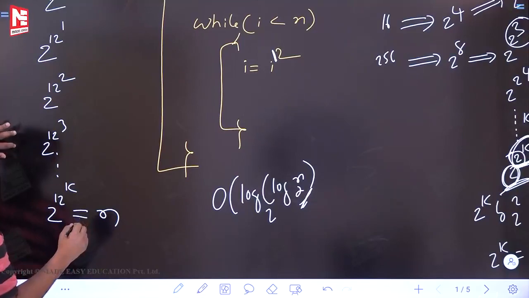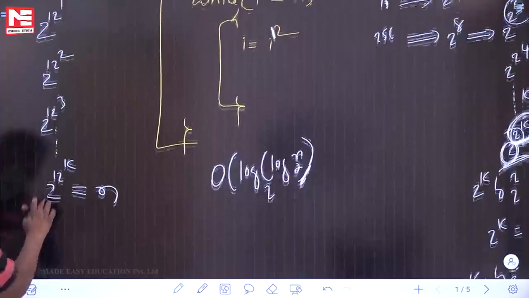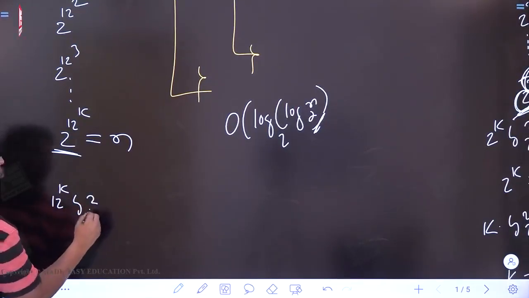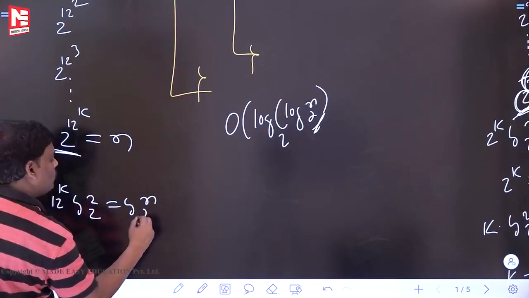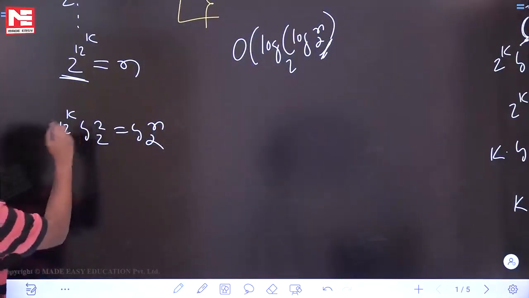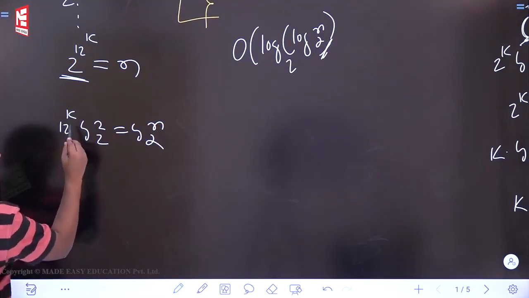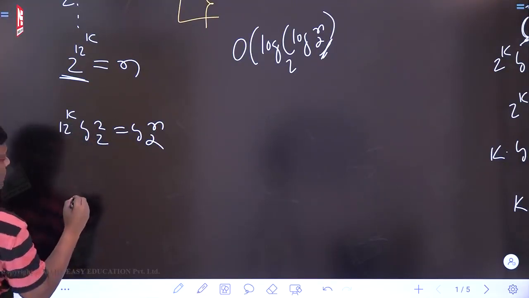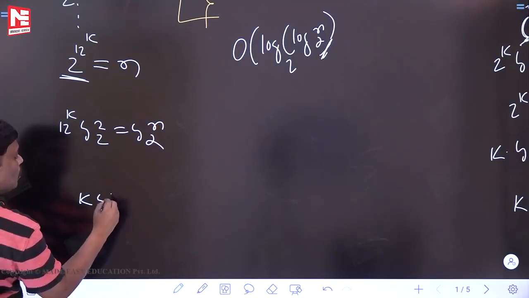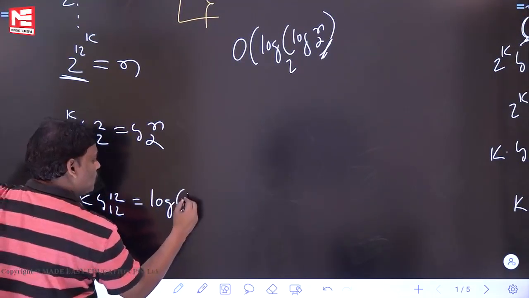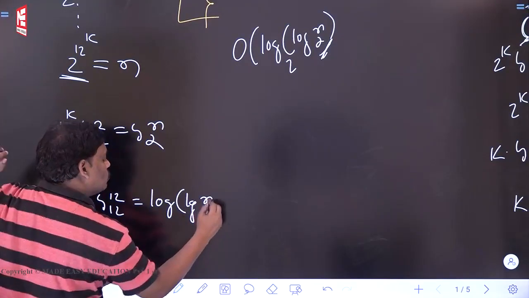If you apply log the first time, what is the answer? This will become 12 power k log 2 base 2 is equal to log n base 2. Right? This will again, log 2 base 2 becomes 1. Right? This will become 12 power k equals log n. If you apply log again, what is the answer? K log 12 base 12 is equal to log of log n base 2, right?